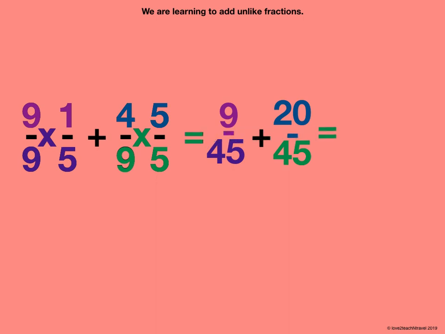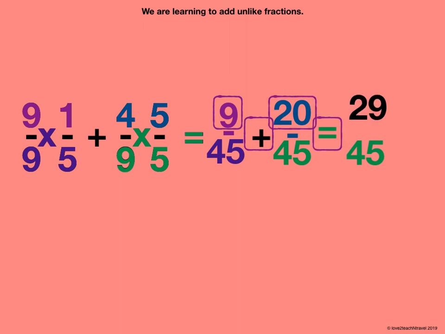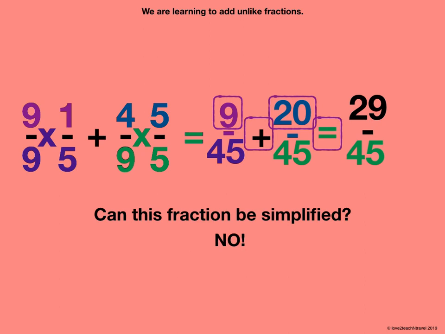So let's bring across the equals and 45. So 9 plus 20 equals 29. So the answer is 29/45. Can this fraction be simplified? No. So 1/5 plus 4/9 equals 29/45.